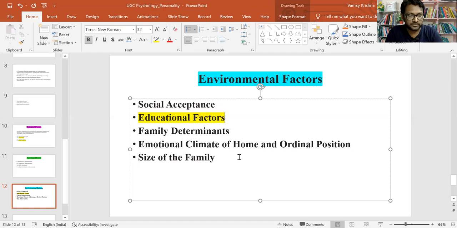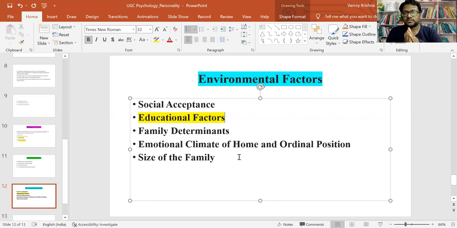So coming to family determinants. When we talk about family, among environmental factors or determinants, the most important is the family environment. The reaction of the family environment towards an individual and the role of parents are very important in molding the personality. Here, parents serve as a model whom the child starts to imitate, and their influence is considerable on the child.